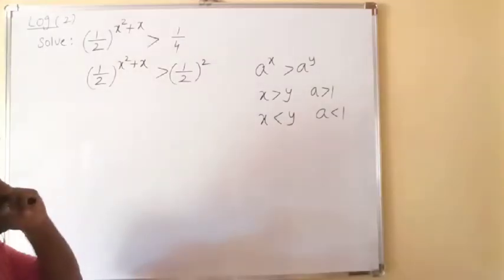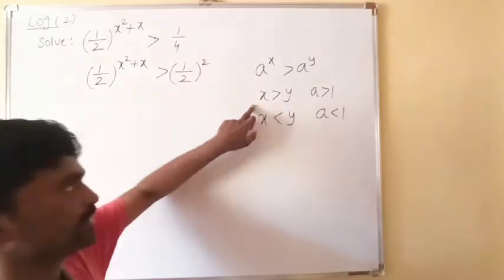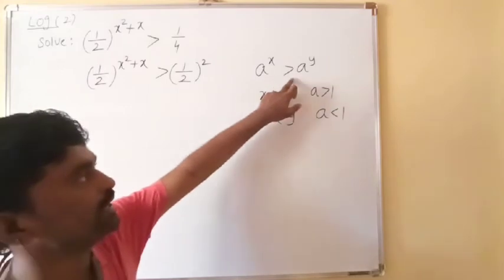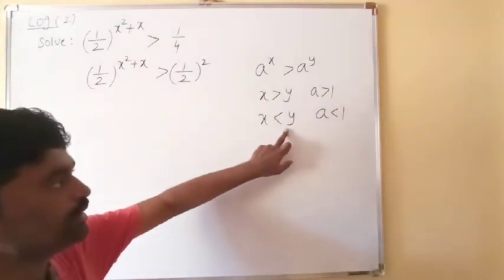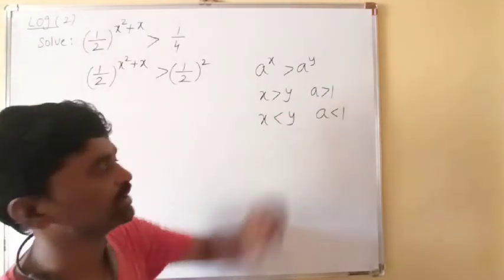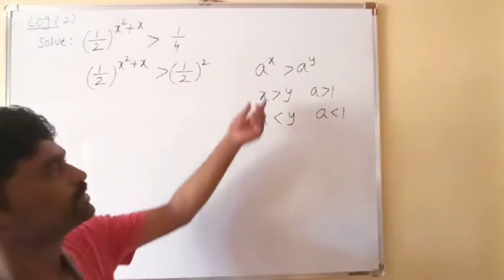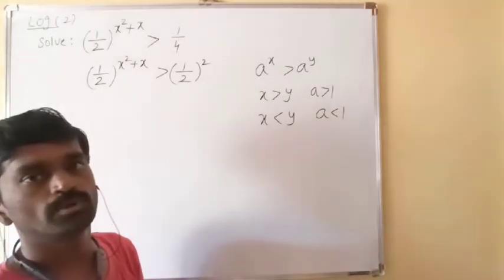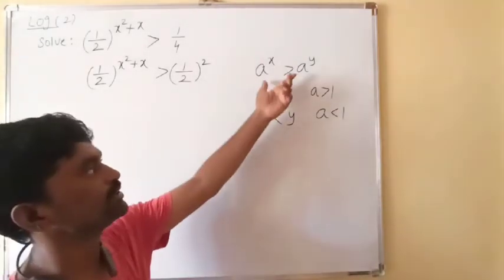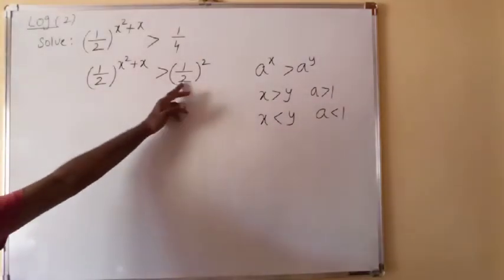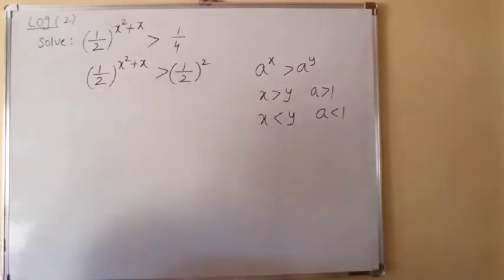A power x greater than a power y implies x greater than y only when the base a is greater than 1. A power x greater than a power y implies x less than y when a is less than 1. It is because when a is greater than 1, a power x is an increasing function, so after removing the function the inequality remains the same. When a is less than 1, a power x is a decreasing function, so after removing the function the inequality changes. Here, what is the value of a? 1/2, less than 1. So after removing the function, the inequality changes.